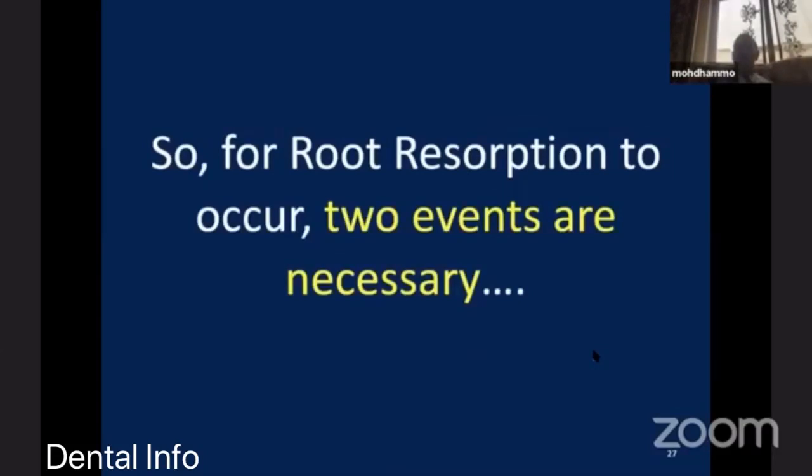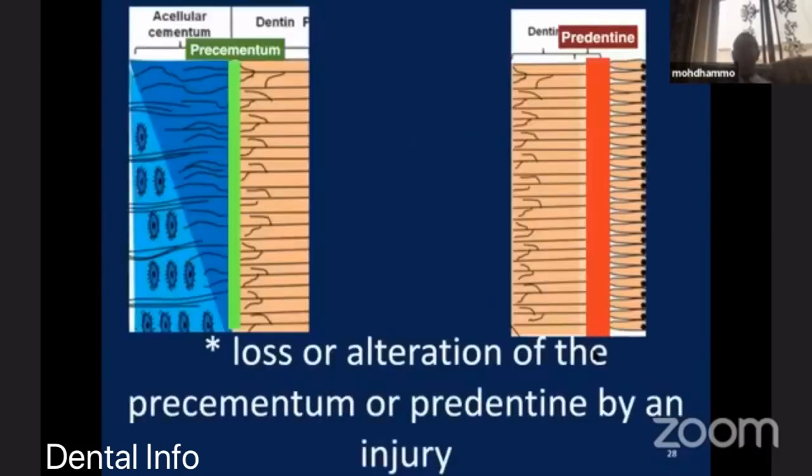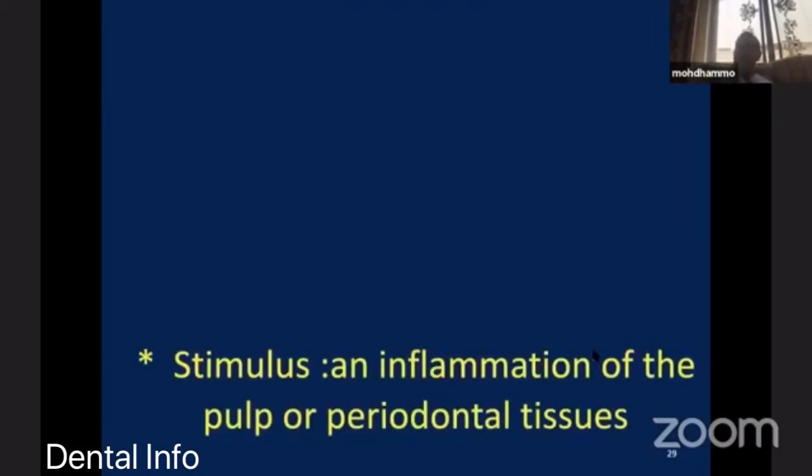So for root resorption to occur, we need two things. First, we need loss or alteration of the pre-cementum or pre-dentin by an injury. So if we have an injury that affects either the pre-dentin or pre-cementum layer, resorption might occur. Second, we need a stimulus, either inflammation of the pulp or inflammation of periodontal tissues.